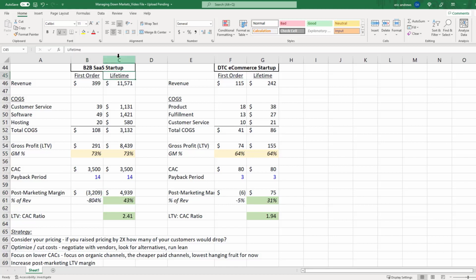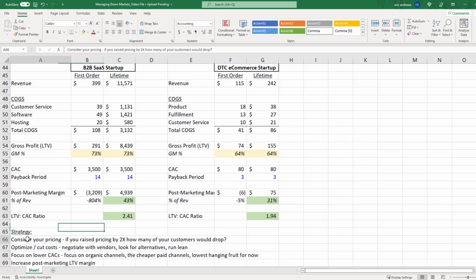So the lifetime of this customer, if we move through this, is $8,400 of lifetime gross profit. This is called your customer lifetime value. By month 29, you will have made 8,400. In the first month, you basically paid 3,200. But by month 29, your post-marketing margin is about $5,000. The issue is that you lost a bunch of money for the first year. And this is the thing that we want to tweak right now.